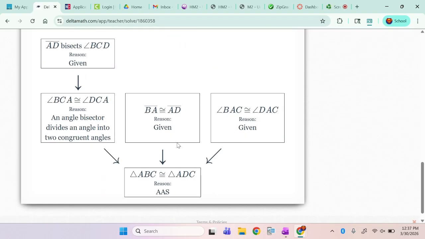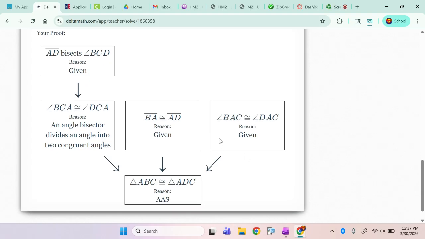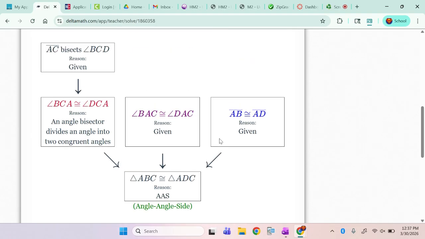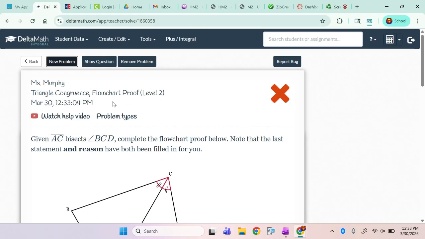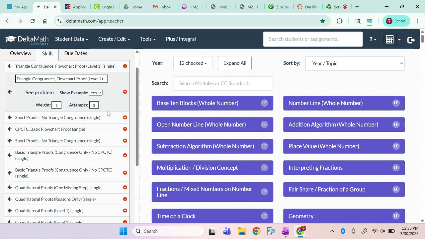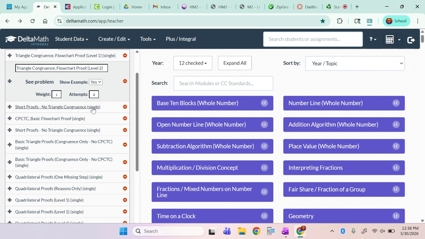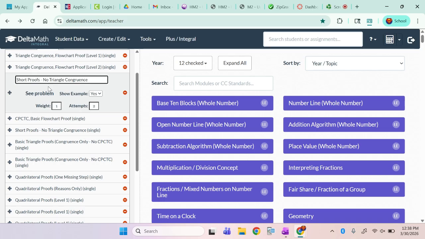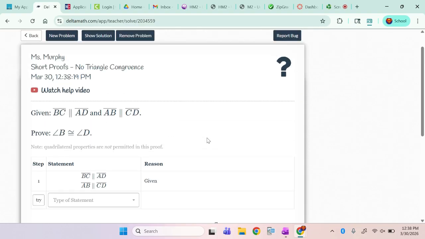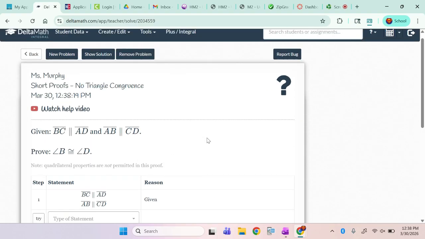Oh, yeah. You've got to put the angle first and then the side. So put the angle first and then the side. Just type this. If you got it wrong and it stays wrong, I'll count it. This is why I hate flowchart proofs. Okay, so go with the next one down.